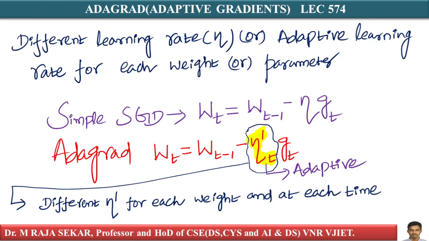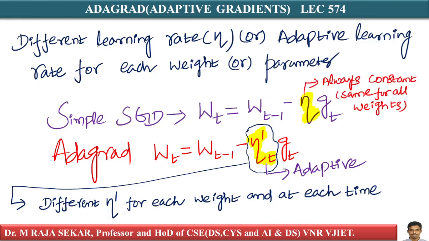In the case of simple SGD, you have eta, which is always constant. That is important, isn't it? Which is the same for all weights, isn't it? Eta dash t changes, your eta dash t changes for each iteration. Now, the question here is, what is this eta dash t?